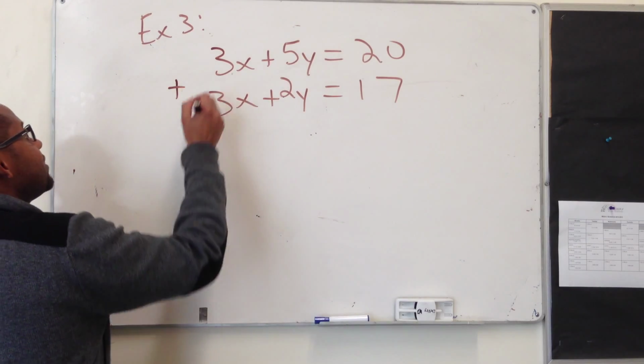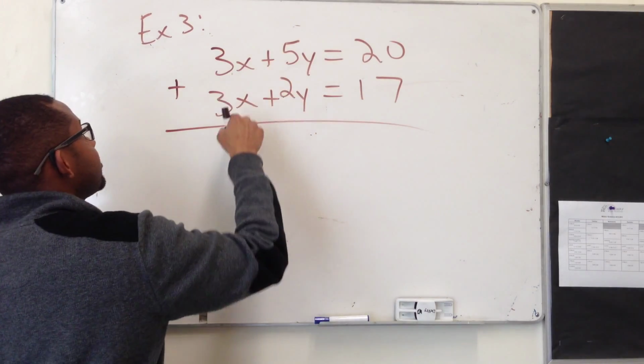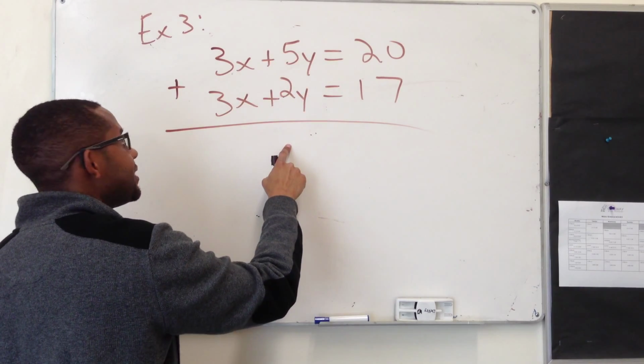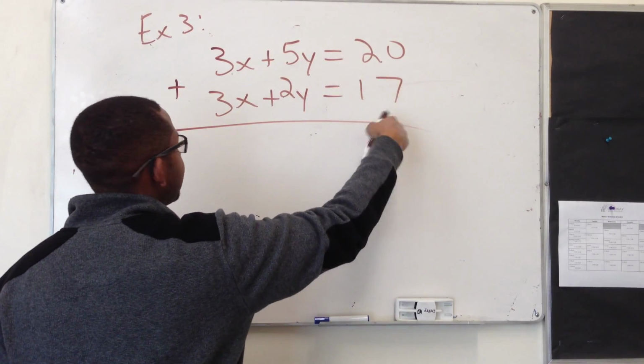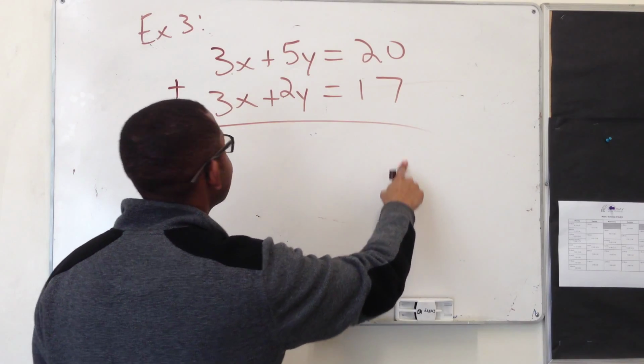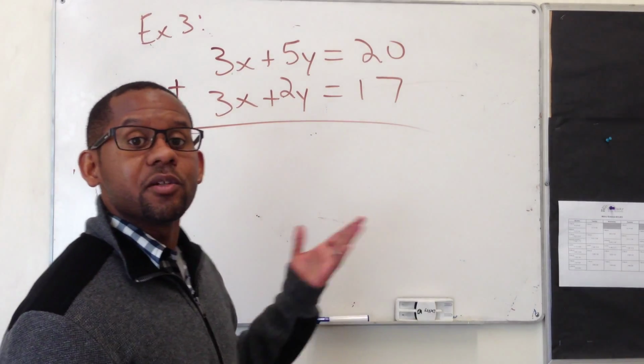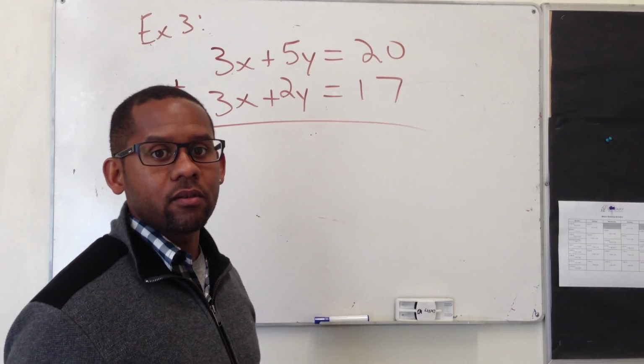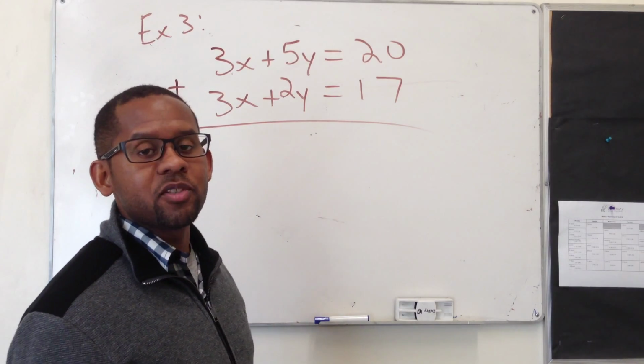Because if I add this, 3 plus 3 equals 6. Those don't cancel. 5 plus 2 equals 7. That didn't cancel. And clearly it doesn't matter if this cancels or not. So these don't cancel out. But how could I make these cancel out? What are my other options?